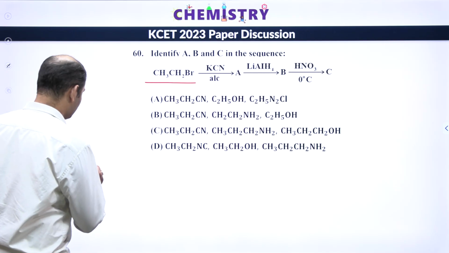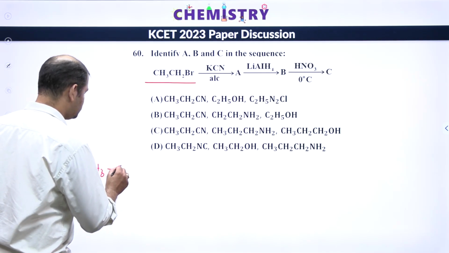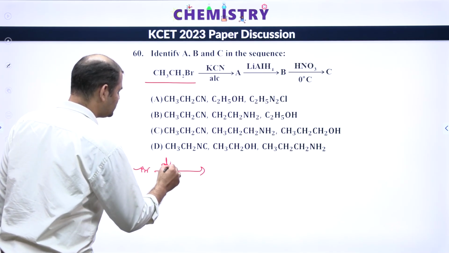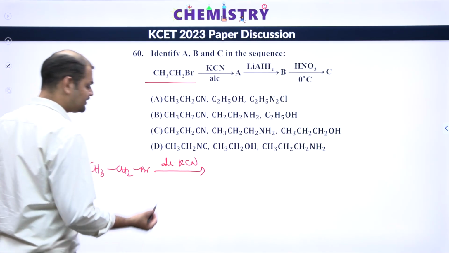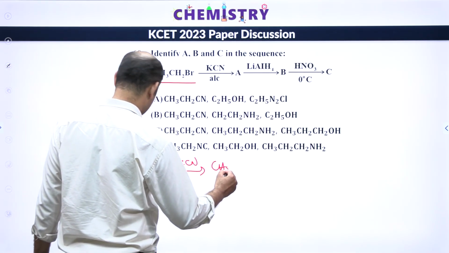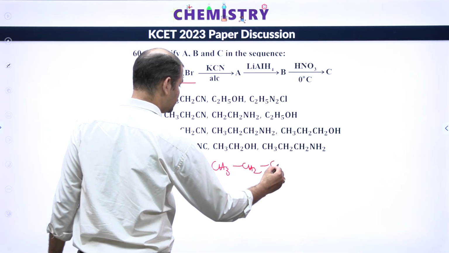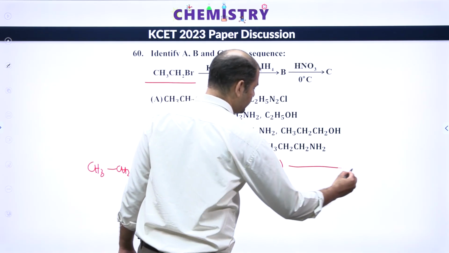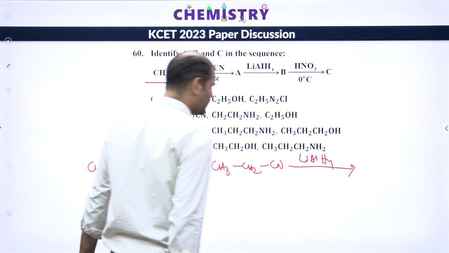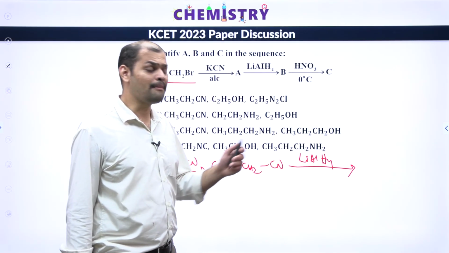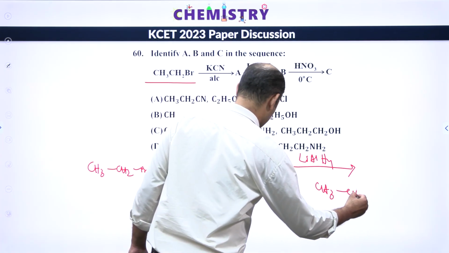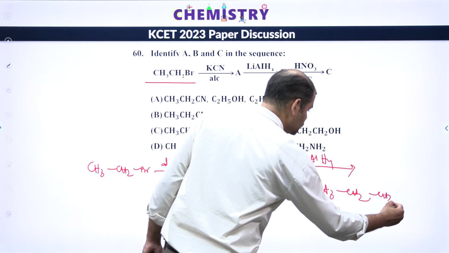First, you people know very well, if I take CH3CH2Br and react it with alcoholic KCN, this cyanide will simply substitute the Br, that is a nucleophilic substitution reaction. So you will get CH3CH2CN. And the next one, when we make it react with lithium aluminum hydride, the cyanide will be reduced to amine. So you will get CH3CH2CH2NH2, an amine.